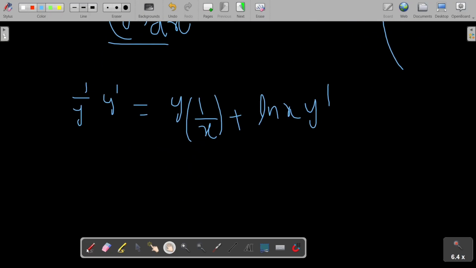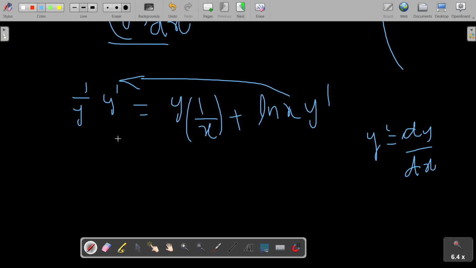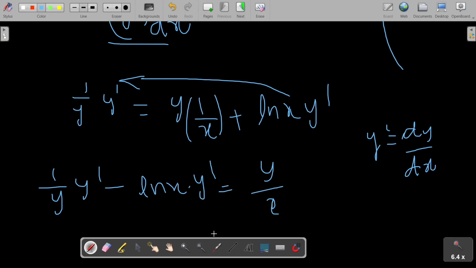We need to find dy by dx. dy by dx is y prime. So let me take this thing on the left side, or I can say that I'm going to subtract this thing on both sides. So 1 over y times y prime minus ln x times y prime is equal to y over x.